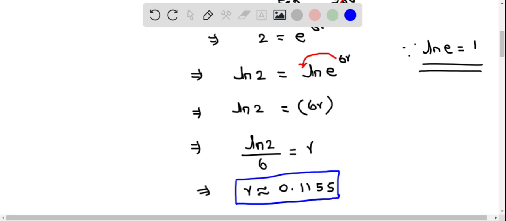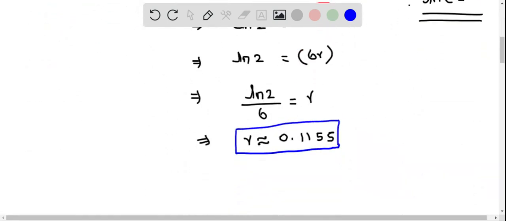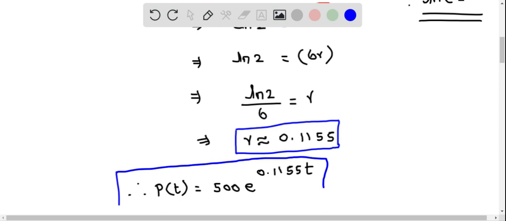And this means we can plug this value of r into the model. So therefore, we see that P of t equals, we replace P naught by 500, which is the initial population, e raised to the power of rt, that is 0.1155 times t, 0.1155t. So this is the required model in this exponential form.